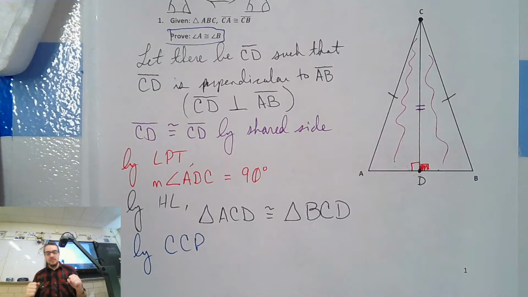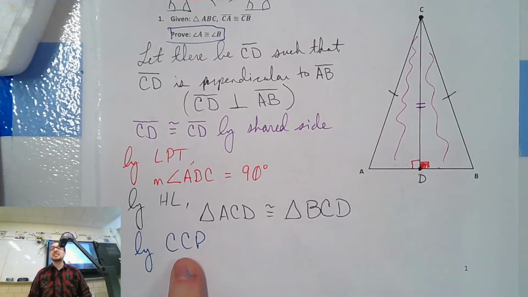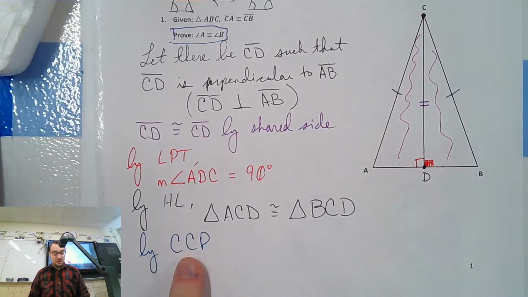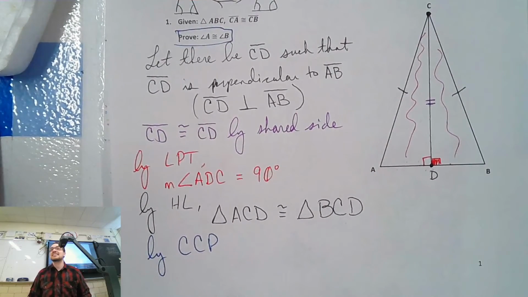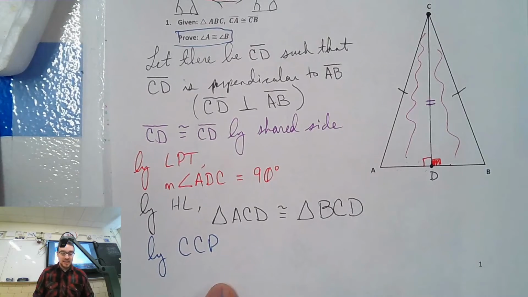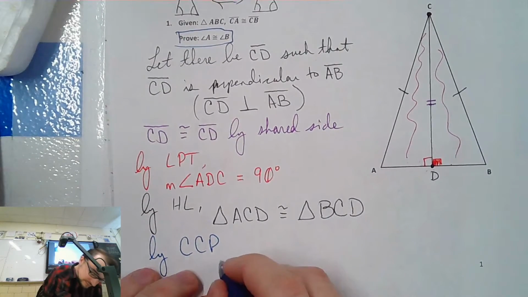Right? In here, CCP is that type of answer. If you don't know the answer, odds are it's CCP. Okay? So how do we know that angle A is congruent to angle B? By CCP. And here's why.